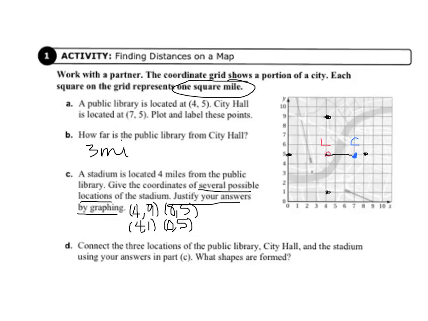So your assignment is going to be to connect the 3 locations of the public library, City Hall, and the stadium using your answers in part C. What shapes are formed? So you should really use different colored pencils to connect the different stadium locations to see which different shapes you get. So you're going to want to use all 4 of the different stadium locations and connect each one to the public library and to the City Hall.